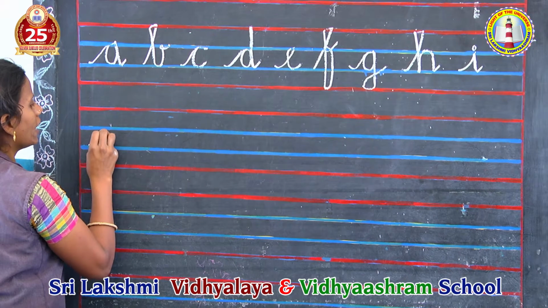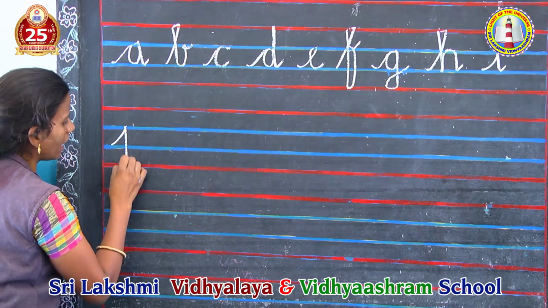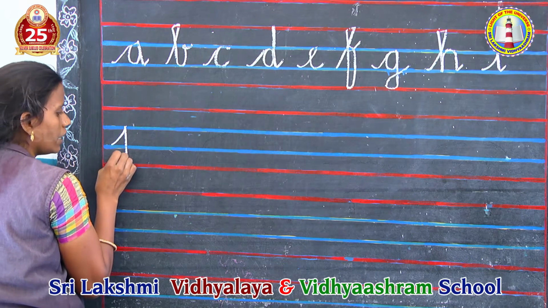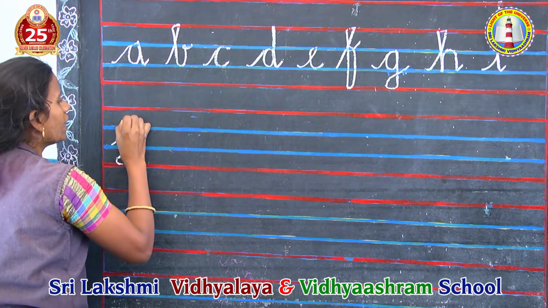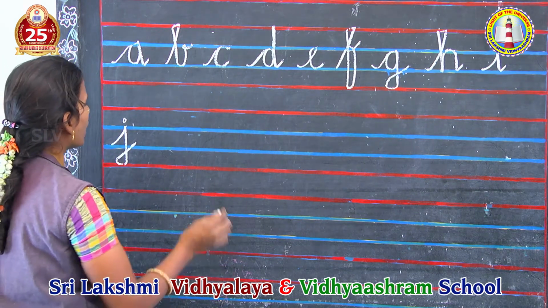Draw a stroke line and then bottom of the standing line and then make a curve and then middle of the slanting line. Add a dot. It's called J. Next we write the letter K.